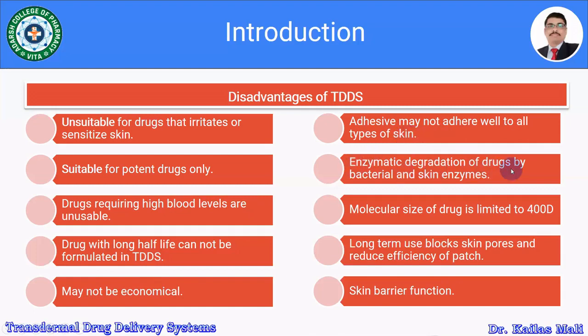Enzymatic degradation of drug by bacterial and skin enzymes. Certainly, when we are considering the enzymatic degradation of a drug by skin, when we are comparing it with the liver, it is almost less than 10%. Molecular size of drug is limited to 400 Dalton. Then long-term use blocks the skin pores and reduces efficiency of the patch and skin barrier function. So this is about the disadvantages of transdermal drug delivery system.